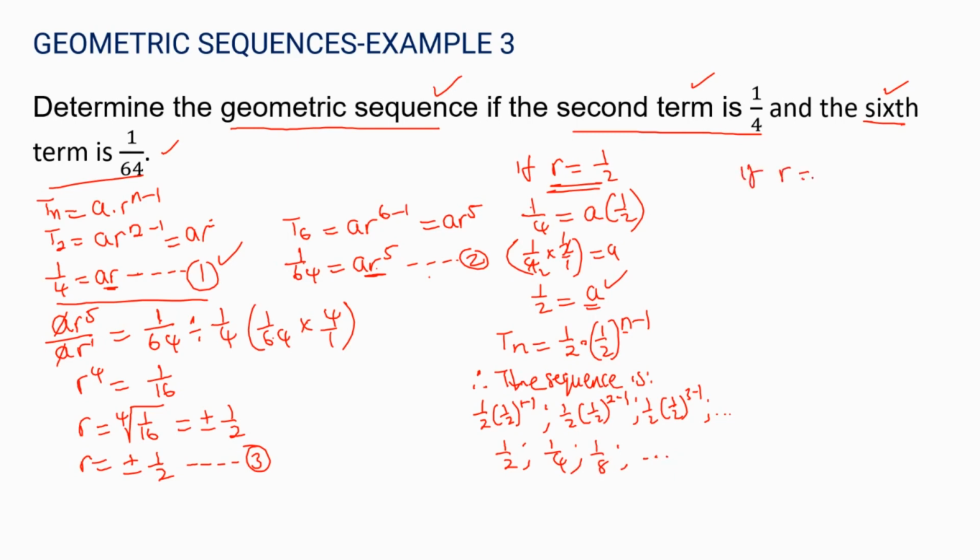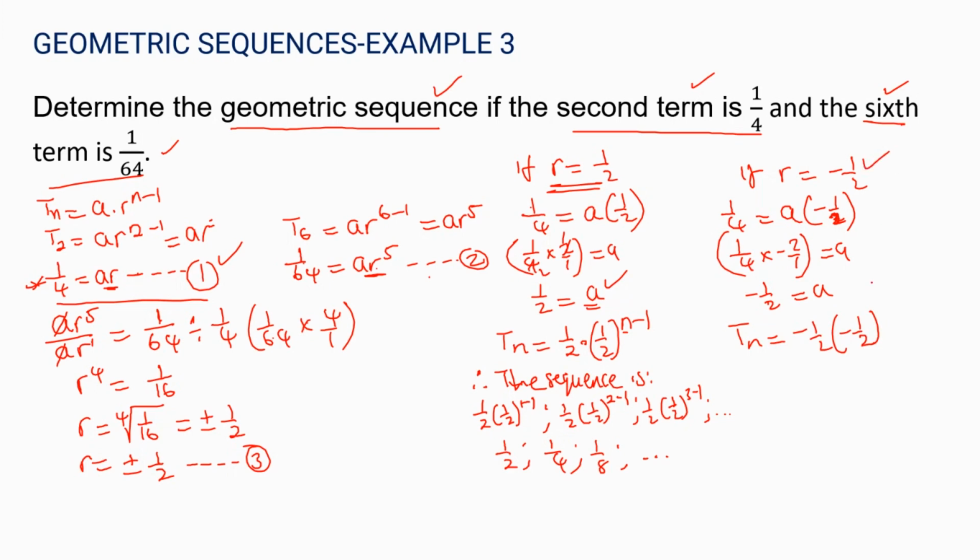If R is equal to negative 1 over 2 now, using equation 1, you can say 1 over 4 is equal to A times negative 1 over 2. We divide by negative 1 over 2 on both sides of the equation. It becomes 1 over 4 times negative 2 over 1 is equal to A. Then this gives us negative 1 over 2 as our A. So meaning that Tn is going to be negative 1 over 2, then negative 1 over 2 is our R, and then n minus 1. Then we do the same thing.